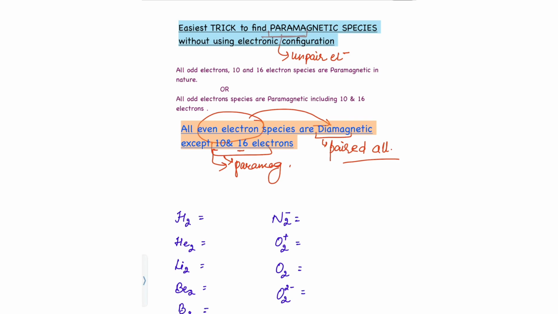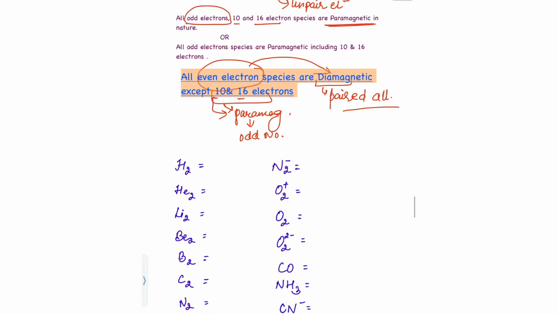What other condition is for paramagnetism? There must be an odd number of electrons. So if electrons are odd, or 10 electrons, or 16 electrons, then those species are paramagnetic in nature. Like H2: 1H contains 1 electron, then 2H will contain 2 electrons. Because electrons are even in number, this species is diamagnetic in nature.